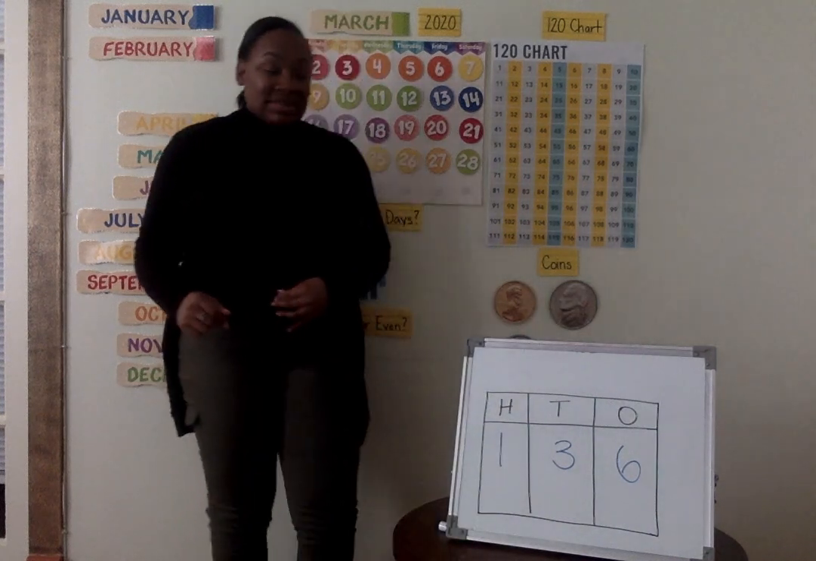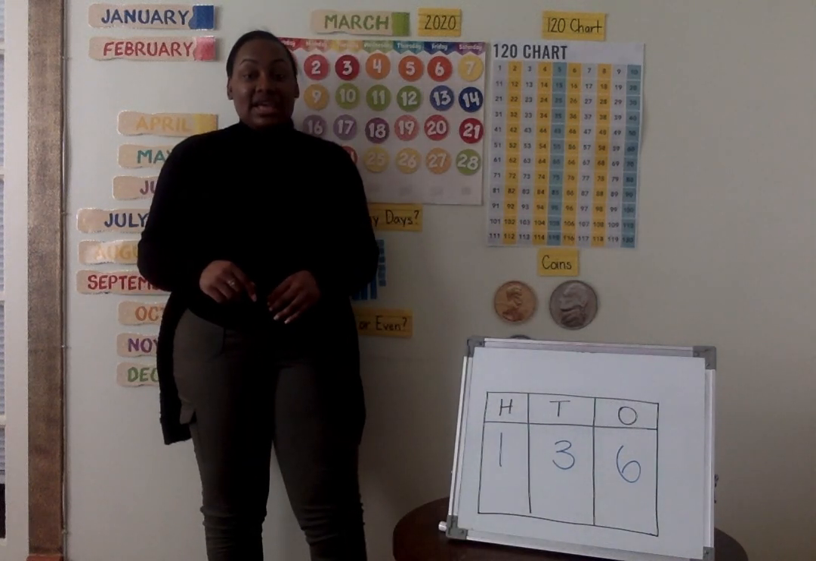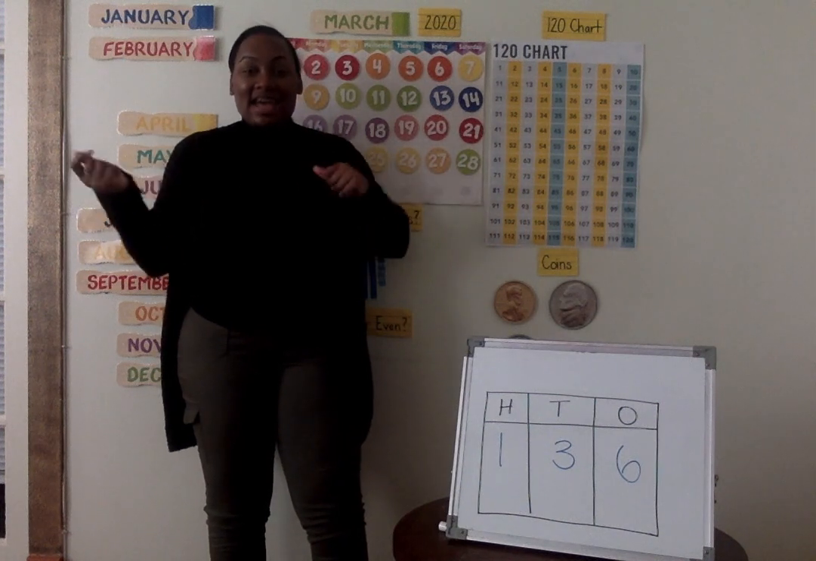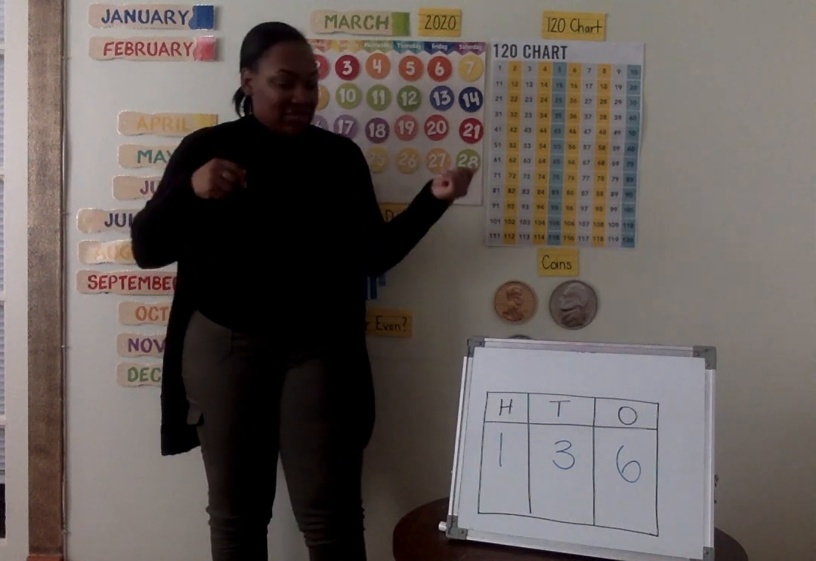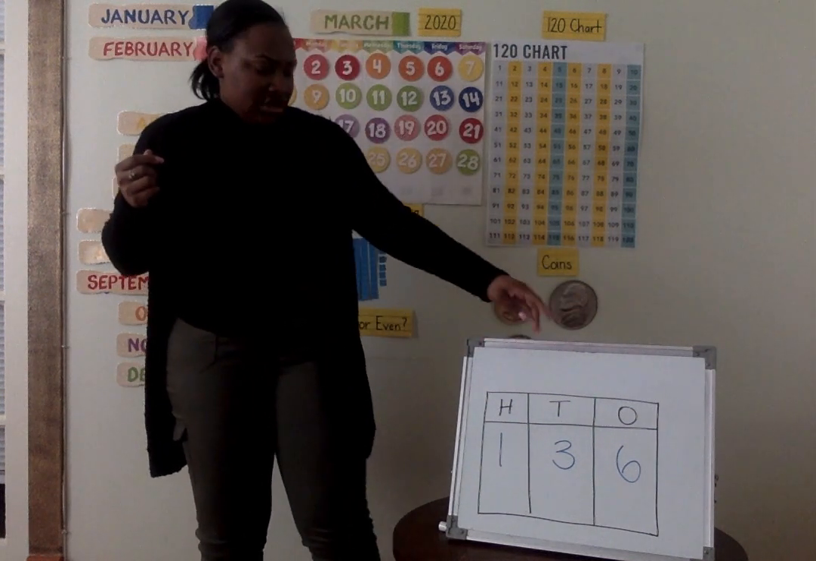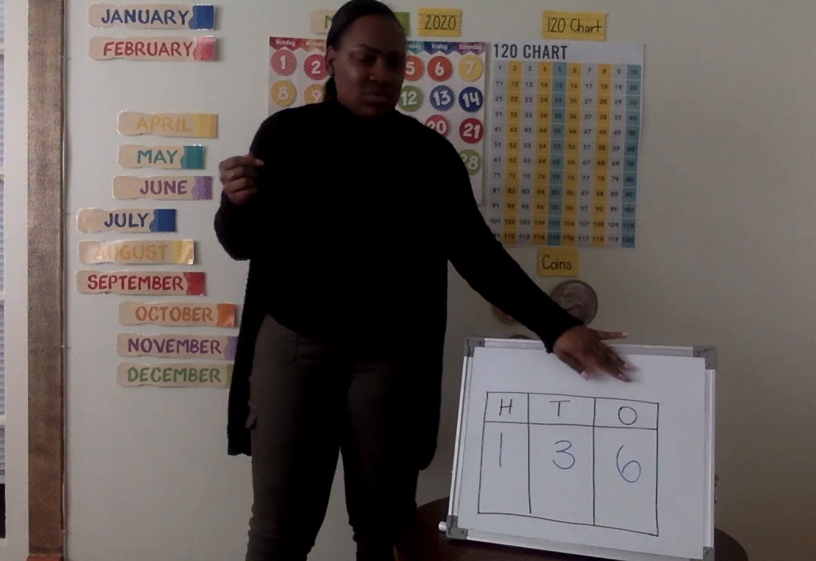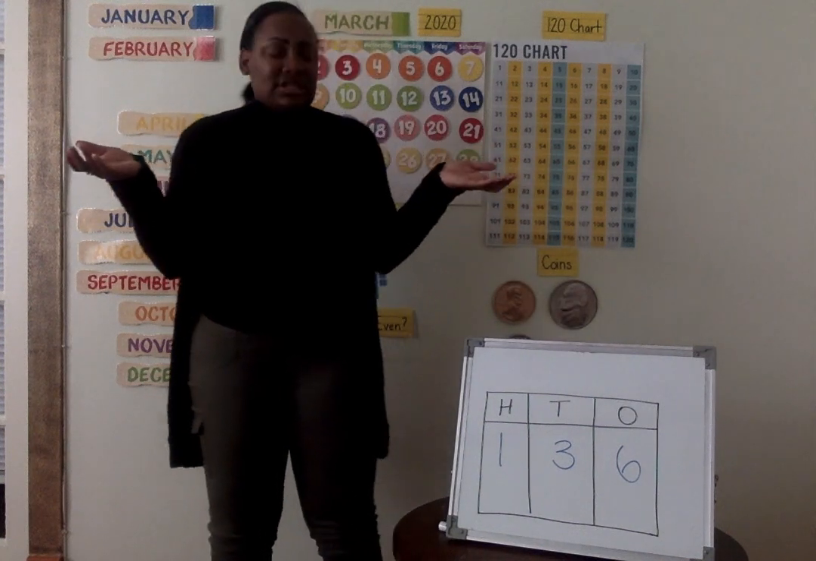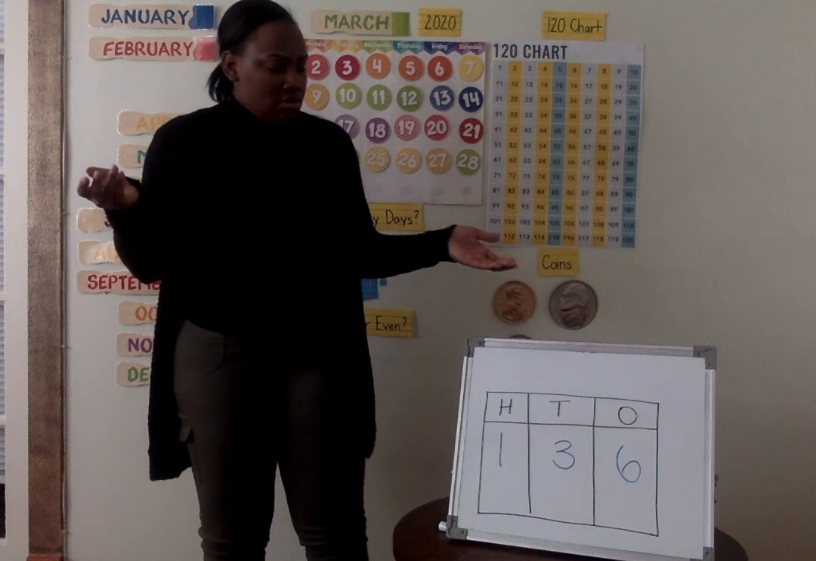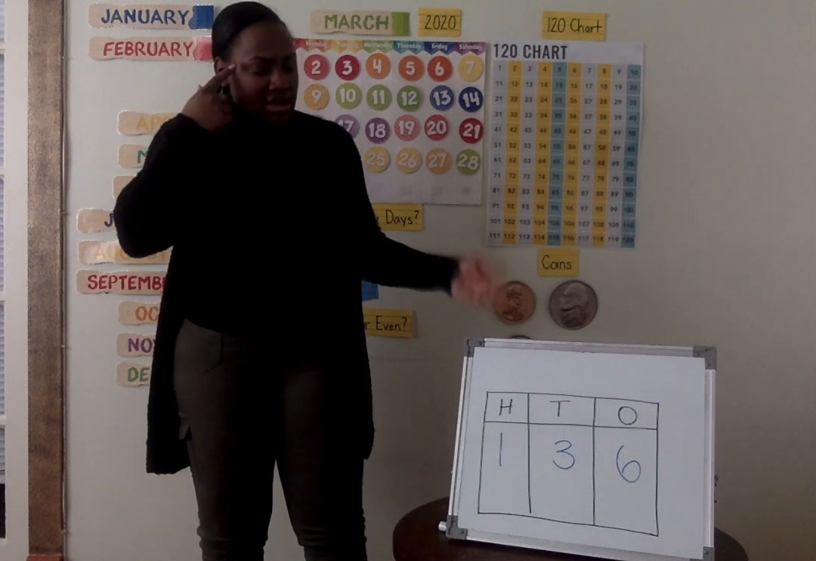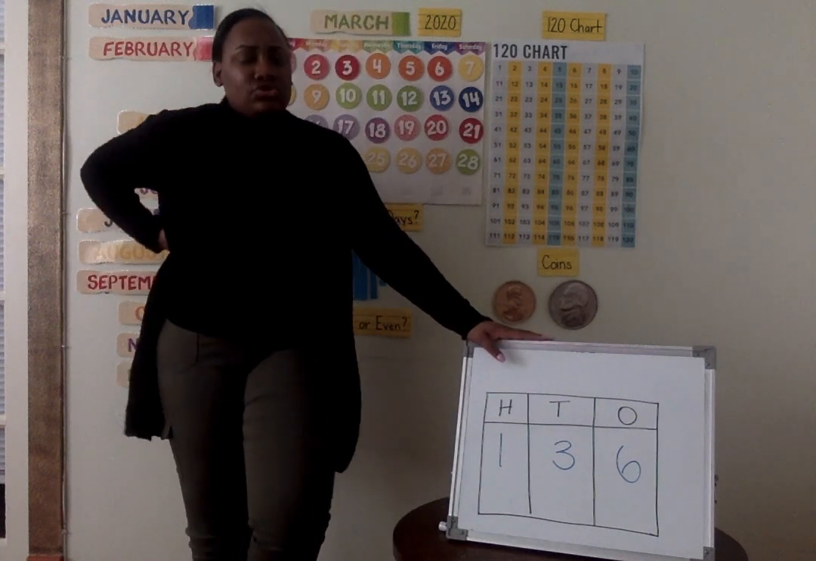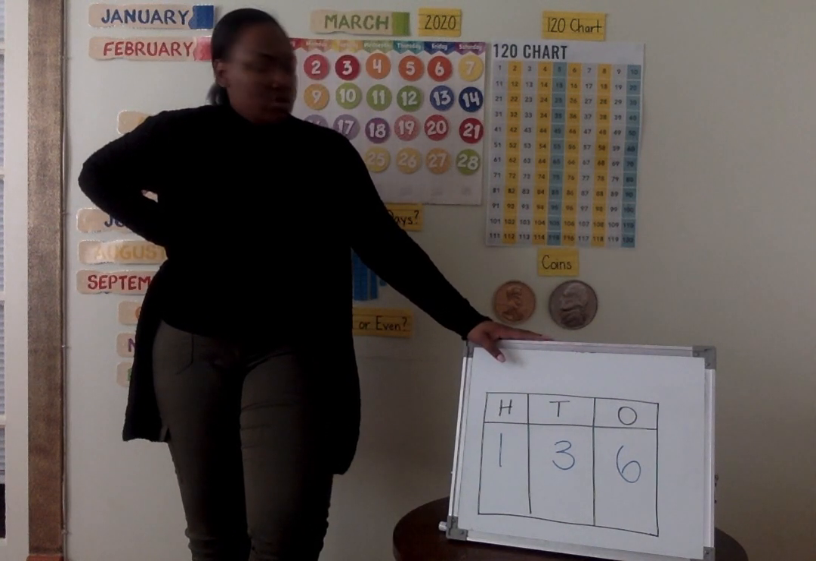Get ready, because I have one last question. Is it odd or even? Odd or even? The number 136, we just said it had 100, 3 tens, and 6 ones. Is the number 136 odd or even? But how do you know? Think about it. Is number 136 odd or even? And how do you know? 5 more seconds.